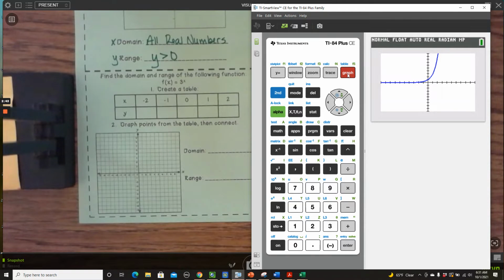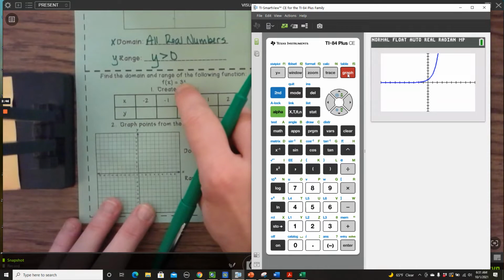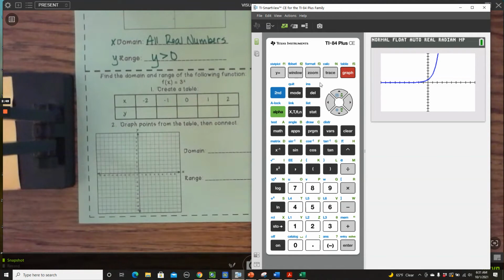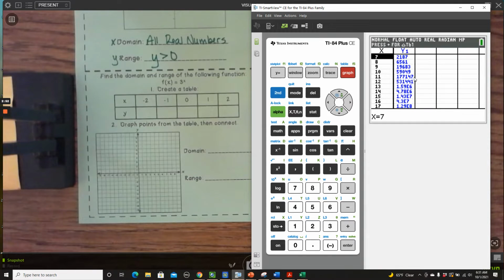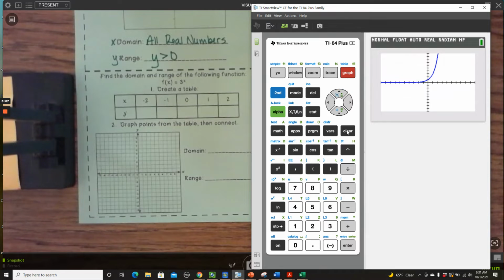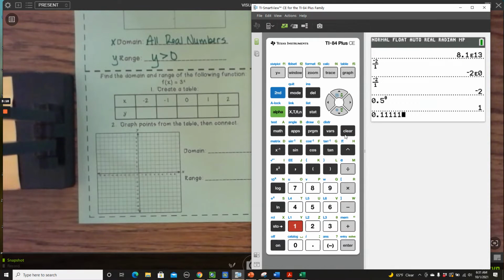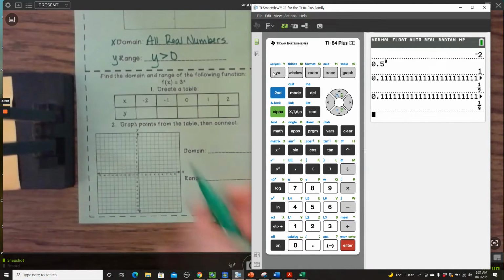This is an increasing one because our b value, the number that we're raising to the power, is greater than 1. To do the table, we do second graph, and that brings up the table. I'm going to go up to where x is -2, where I've got 0.111 repeating. I want that in fraction form, so I type 0 and then 1s until the little arrow pops up. Now I can do alpha y4, and it will change it to a fraction.